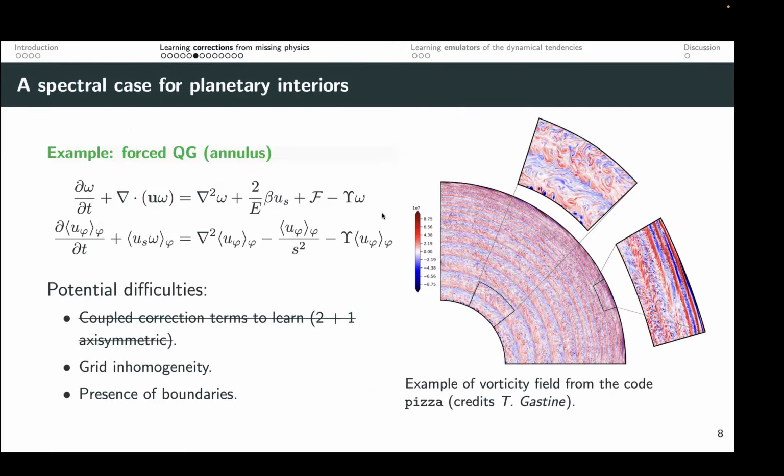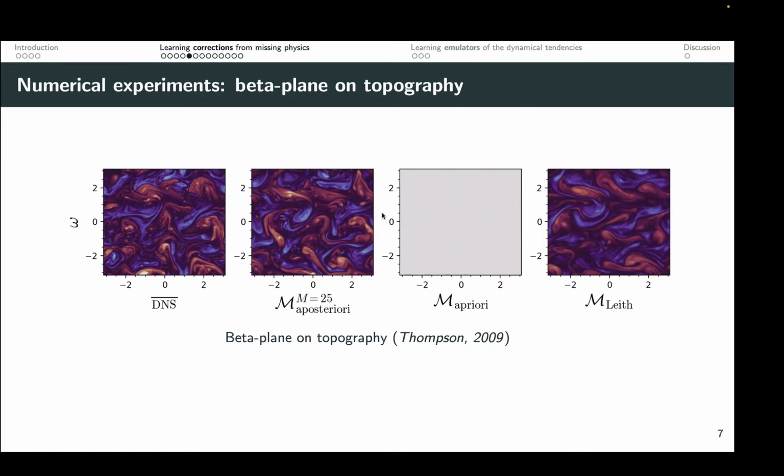So that was the idea. And in practice, it works quite well. I don't have the animation, but what you see is that the reference filtered DNS on the left is very close to the one that's trained with the a posteriori method. The a priori, so using only supervised learning on the subgrid term, is not stable, so it's diverging very quickly. And this other model is a classical model that's not using machine learning, but it is known to be a little bit too diffusive, even though it's very stable over time.